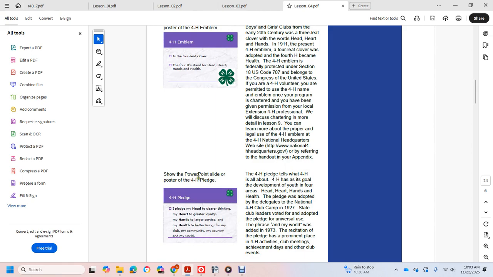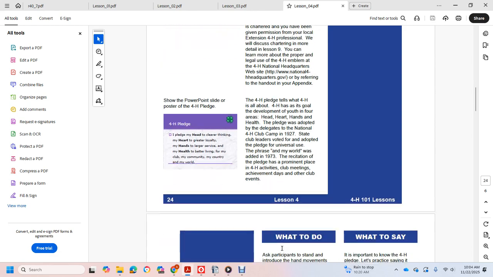Show the PowerPoint slide or poster of the 4-H pledge. The 4-H pledge tells us what 4-H is all about. 4-H has as its goal the development of youth in four areas: head, heart, hands, and health. The pledge was adopted by the delegates at the National 4-H Club Camp in 1927. The state club leaders voted for and adopted the pledge for universal use, and the phrase "and my world" was added in 1973. Recitation of the pledge has a prominent place in 4-H club meetings, achievement days, and other program and club events.